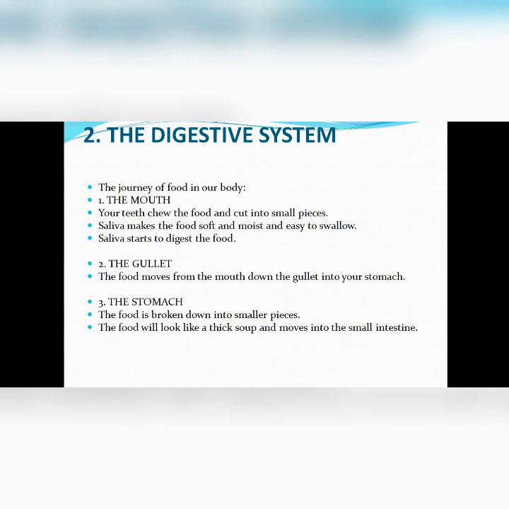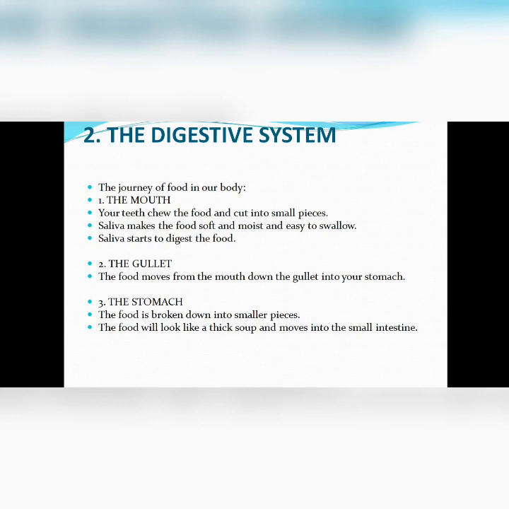Your teeth chew the food and cut it into small pieces. And then the saliva makes the food soft and moist and easy to swallow. And then the saliva will start to digest the food. And then the second one is the gullet. The food moves from the mouth down the gullet into the stomach.